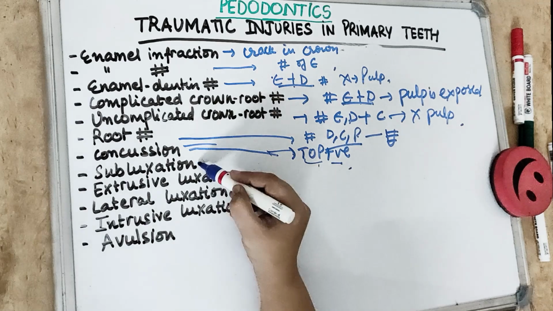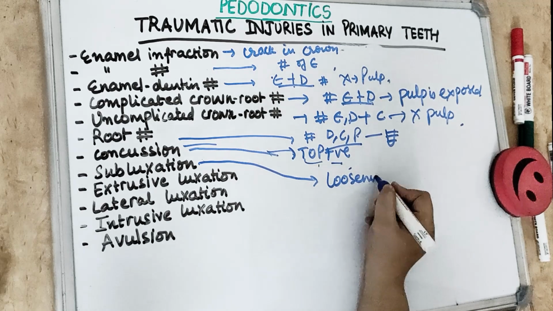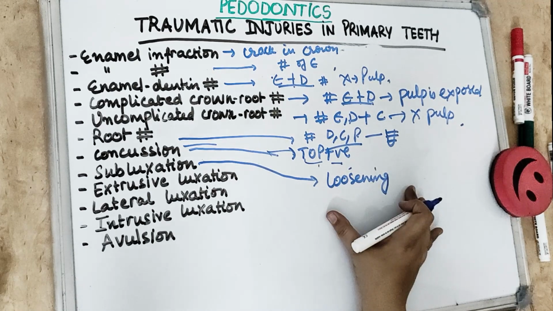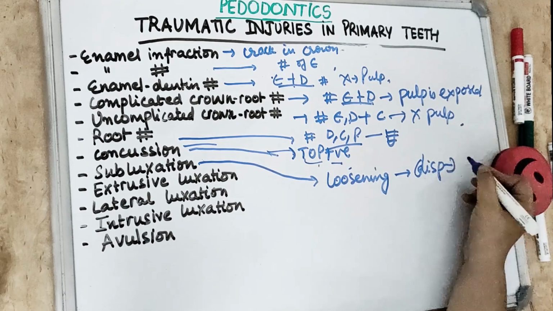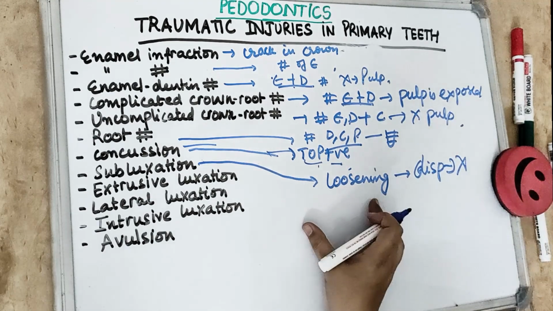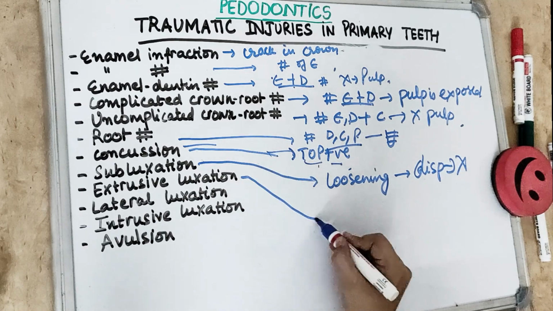Now coming to subluxation. Subluxation we also call loosening. Now the tooth is loose, but there is no displacement. Displacement is not present, but the tooth is loose. Coming to the extrusive luxation, it is partial avulsion.